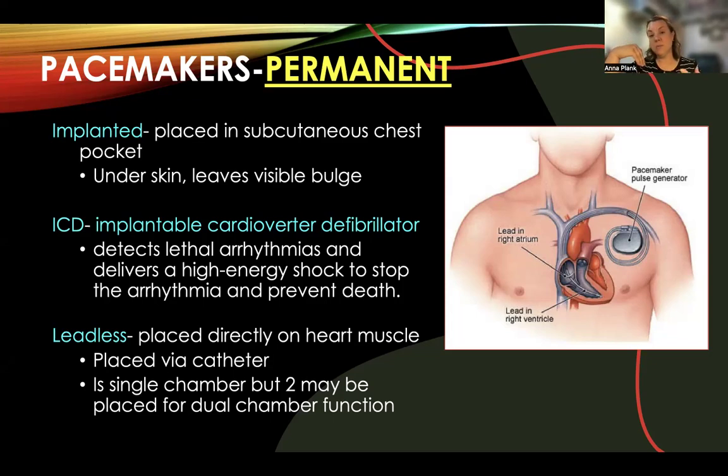So if you wanted the atrium to be paced, you would lodge it right on that heart muscle in the atrium or the ventricle, right? And since they only do one at a time, if you need a dual chamber, you would just use two leadless pacemakers, okay? And we'll talk about how those are good or bad, and the advantages and disadvantages of that going forward.